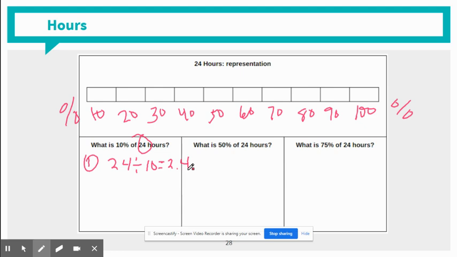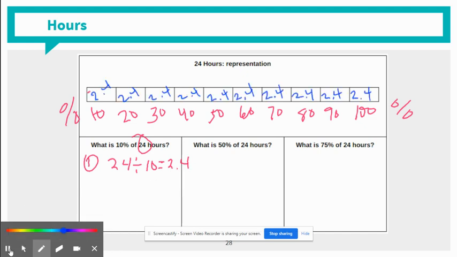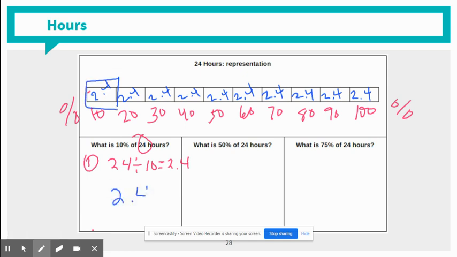So now we know how much each part represents. So go ahead and write 2.4 in each box. Okay, and this is what it should look like. And now we're ready to find our answer. So what is 10% of 24? So I go to my 10% at the bottom, draw my line, and there's my answer, 2.4.